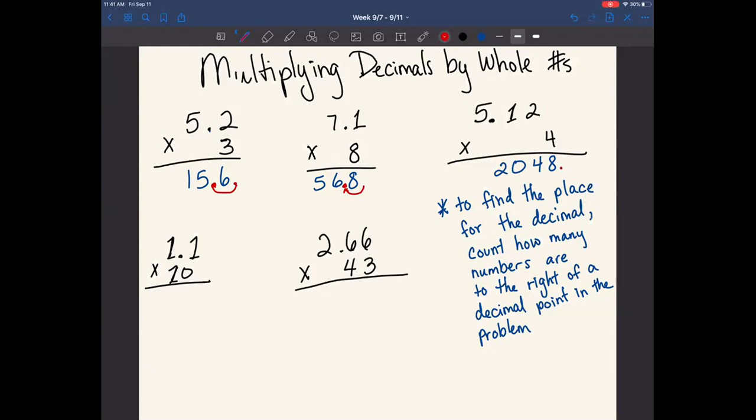So my decimal starts over here. I go 1, 2, and I put it there. Now let's say there was another number. I'm going to put another 1 over here. Okay. Where would my decimal point end up? Between the 2 and the 0, or no, not between the 2 and the 0. Although I guess it would if that was our answer.